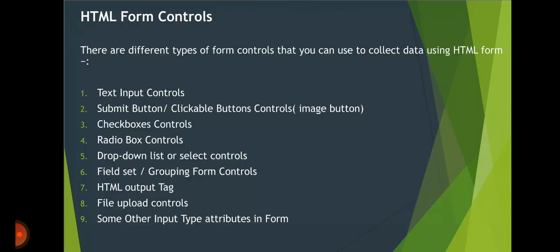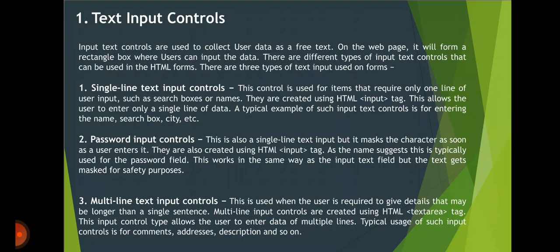HTML form controls. There are different types of form controls that you can use to collect data using HTML forms: text input control, submit button, clickable button controls or image button, checkbox controls, radio box controls, drop down list or select controls, fieldset grouping form controls, HTML output tag, file upload controls, and some other input type attributes in form. First we'll discuss text input controls.